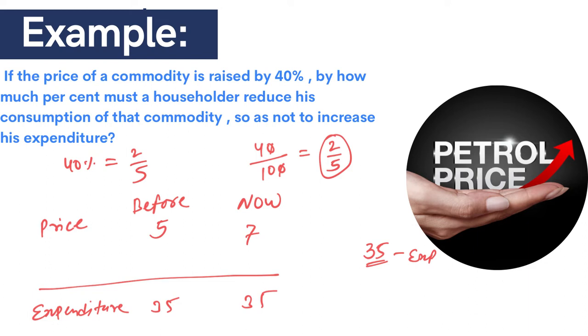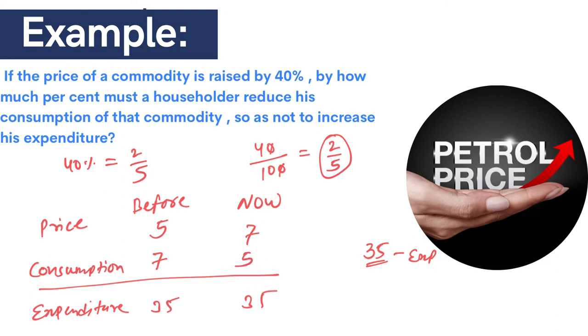Now let's see consumption. Here the rate is 5, and total expenditure is 35. So consumption is 35 divided by 5, so you will get 7 here. On this side, the rate increased to 7 and expenditure is still 35. So 35 divided by 7, so consumption is now 5.